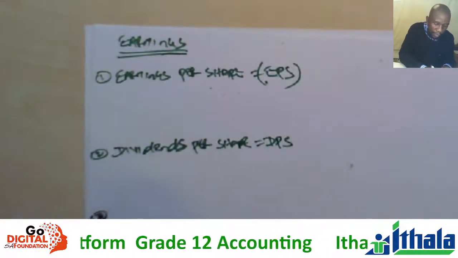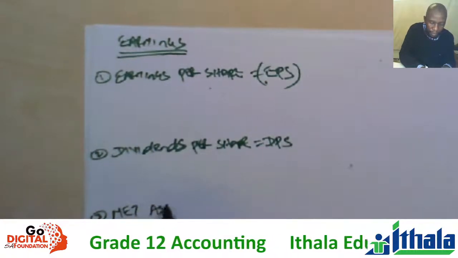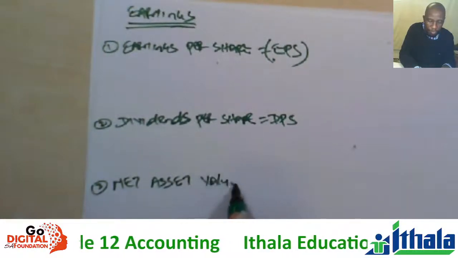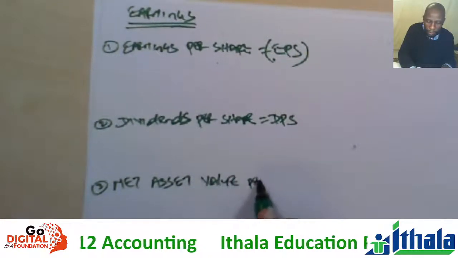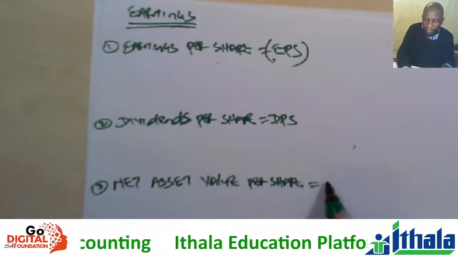And then the last one, the net asset value per share. They call it NAV.